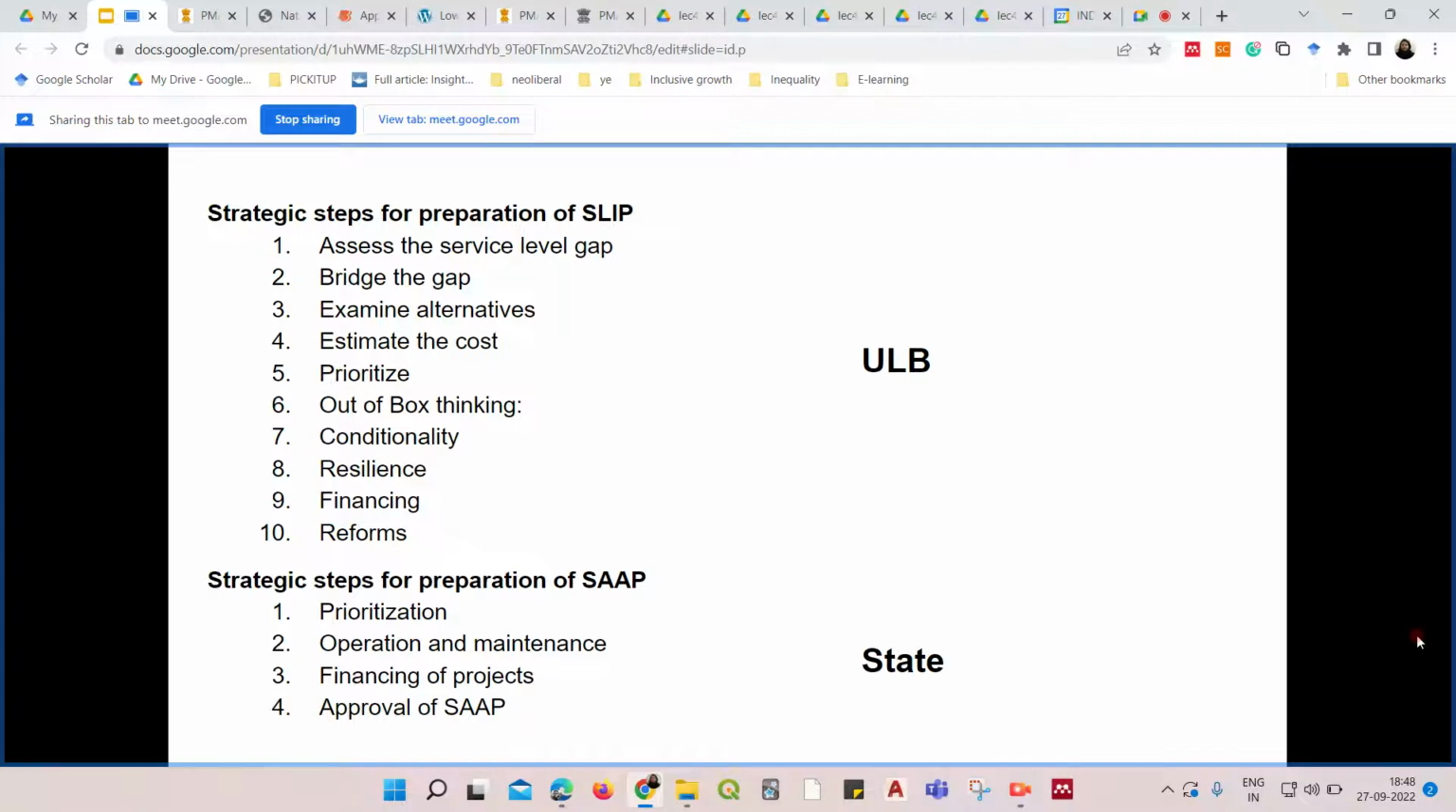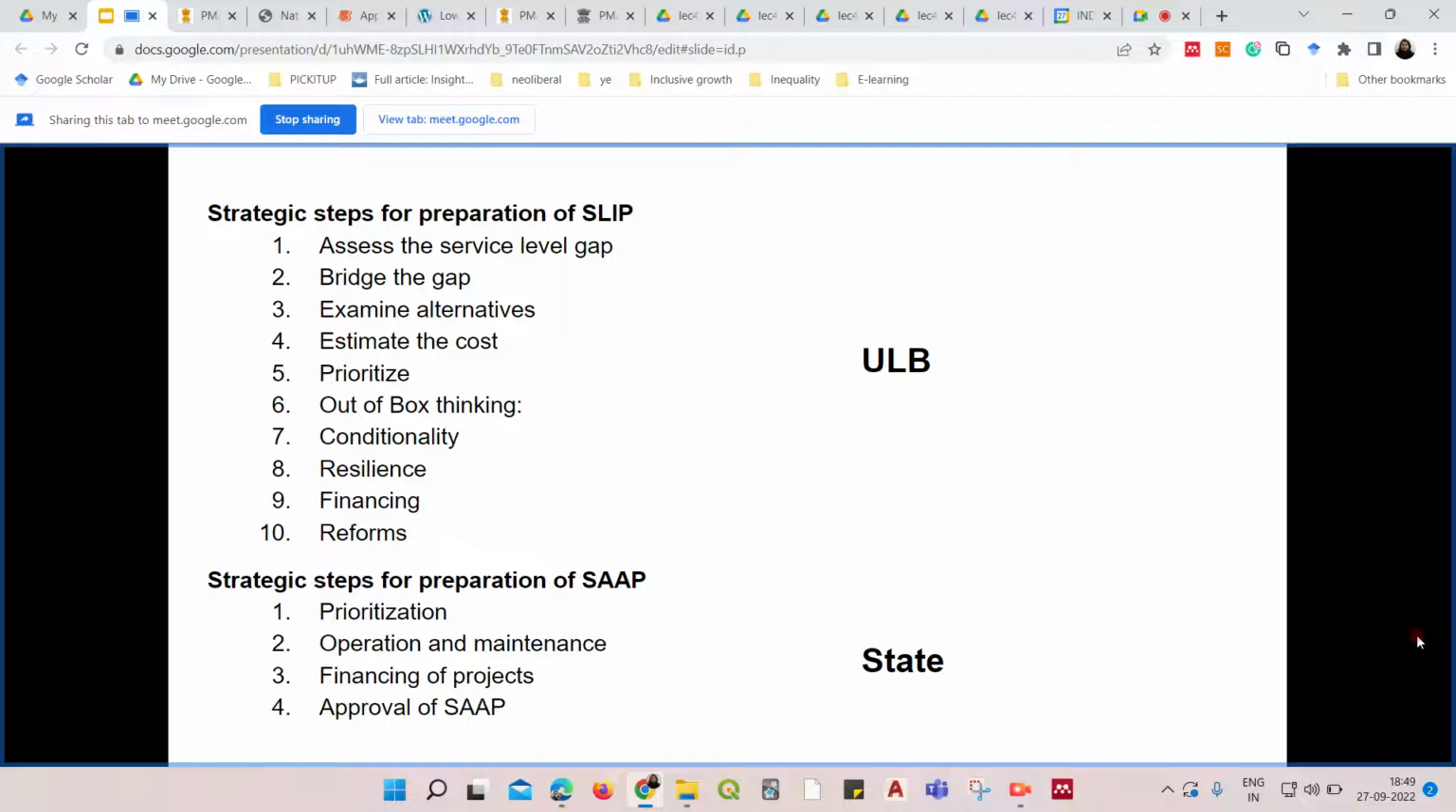And then you see reforms. There might be some existing schemes and projects already which are catering to this specific service which you are talking about. So what reforms you need in that program or scheme, that is to be assessed. These are all the strategic steps which are taken to develop SLIP by the ULB. And after development of this SLIP, it is sent to the state for development of the SAAP.